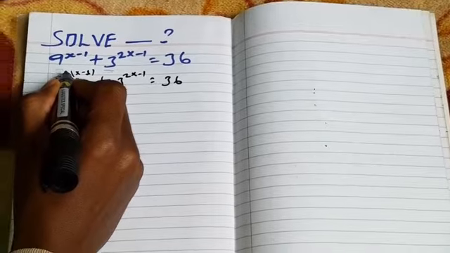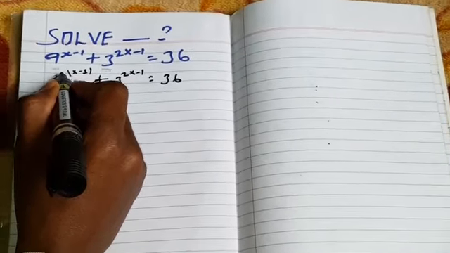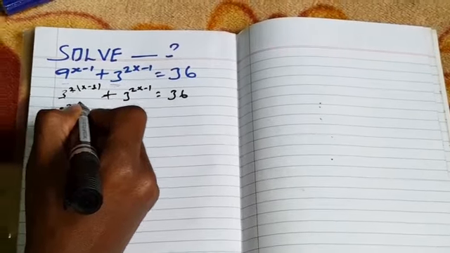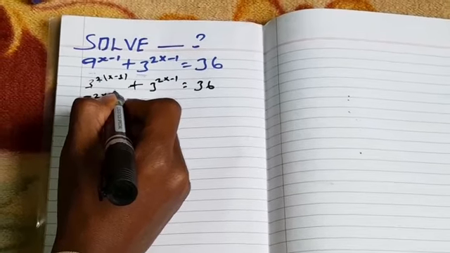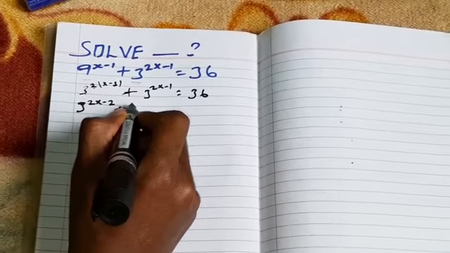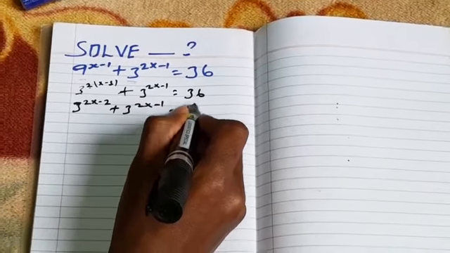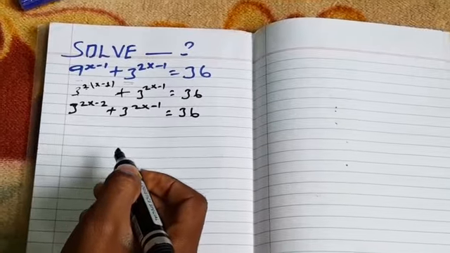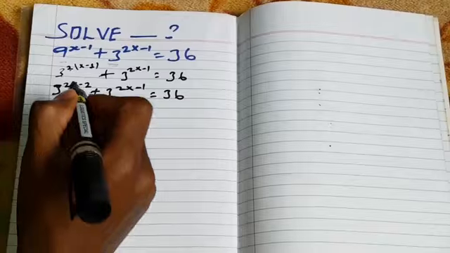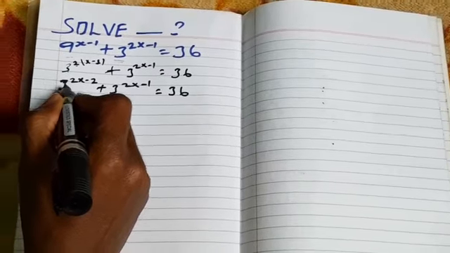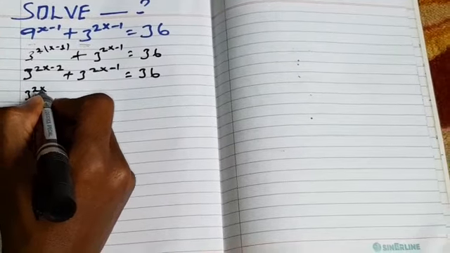Then distribute this 2 in the bracket: 2 times x is 2x, 2 times 1 minus 2, plus 3 to x minus 1 is equal to 36. Then what do we do? Yes, easy.